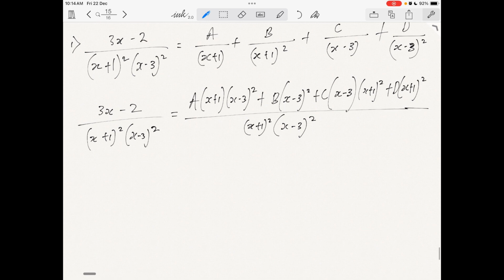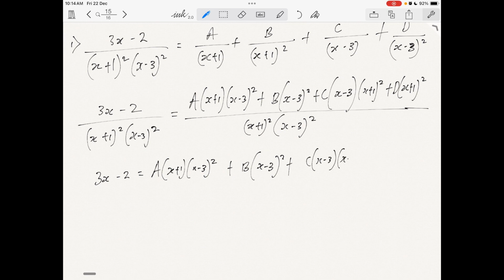So in that case, we can now cancel out the denominator since they are equal. So we'll be left with 3x - 2 is equivalent to A(x + 1)(x - 3)² plus B(x - 3)² plus C(x - 3)(x + 1)² plus D(x + 1)².